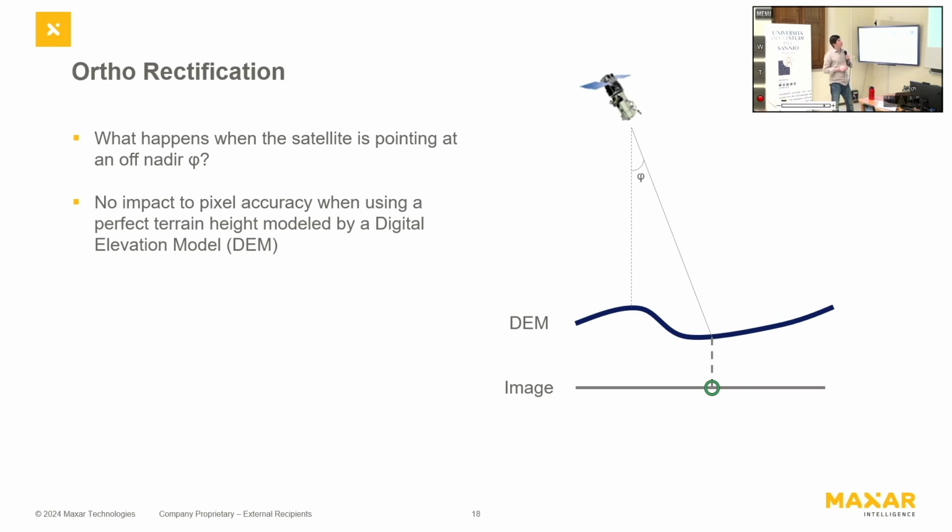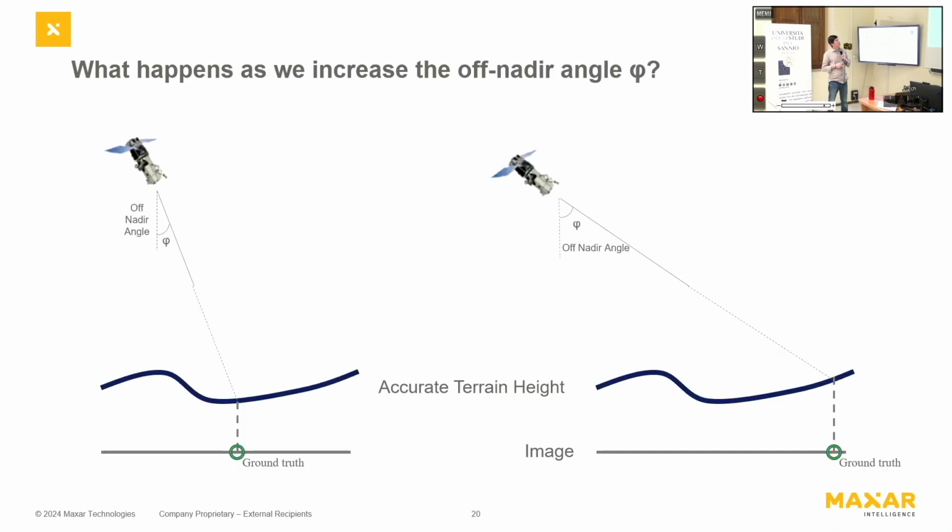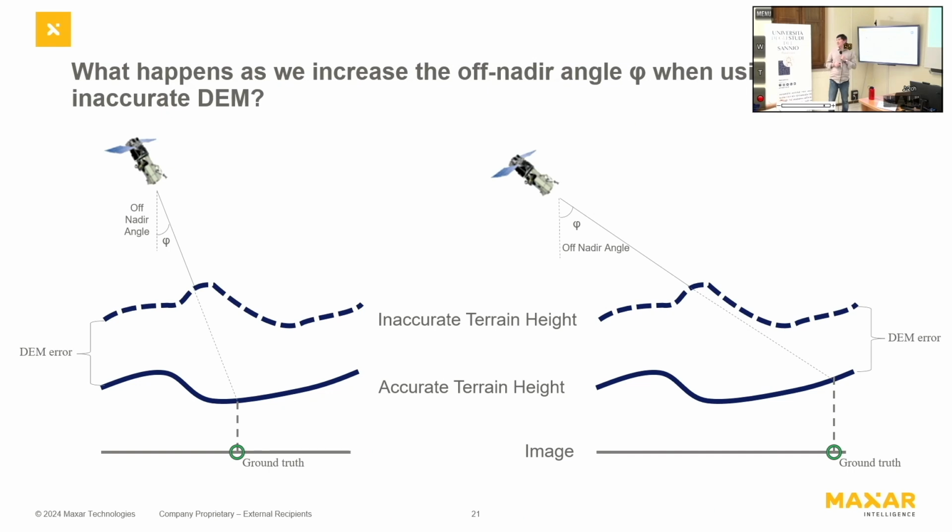But if you have a DEM that is not very accurate, like in this example, this ray that should be projected here actually gets projected here. And so if your DEM is not accurate, now you're saying that the point that's there is actually over there. And the more off nadir you are, the worse that is.